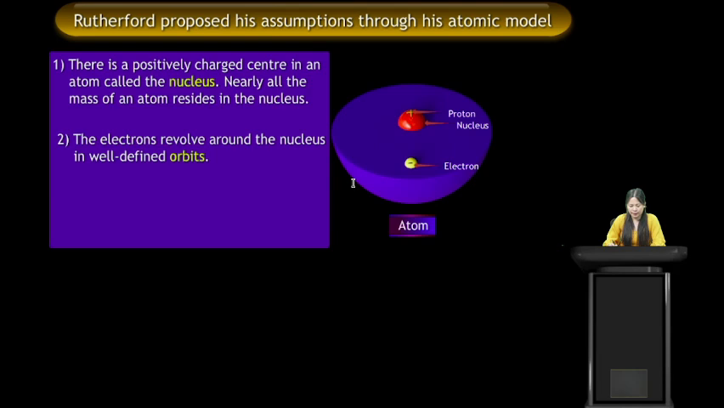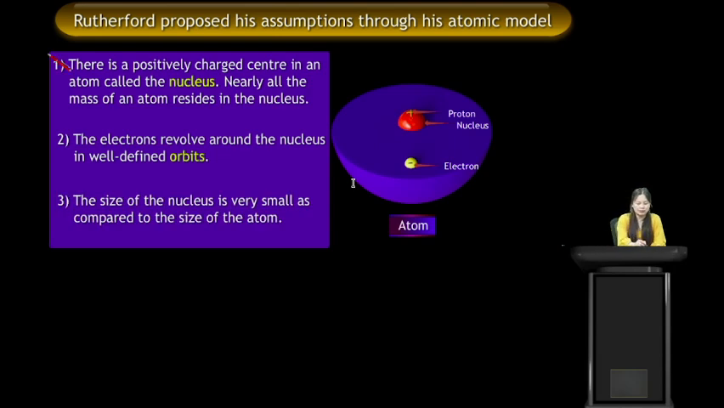And the size of the nucleus is very small as compared to the size of the atom. So these are the assumptions proposed by Rutherford based on his experiment. There is a positively charged center in an atom called the nucleus. Nearly all the mass of an atom resides in the nucleus. The electrons revolve around the nucleus in well-defined orbits, and the size of the nucleus is very small as compared to the size of the atom.